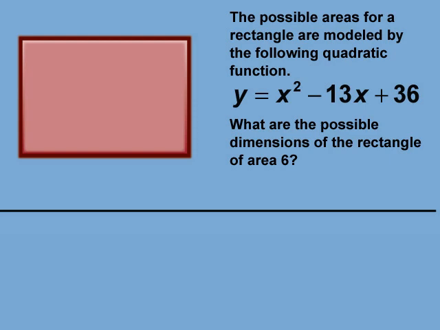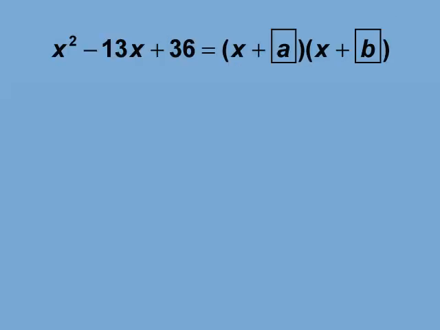We can rewrite the area equation to have a value of 6 this way, but we want the left side of the equation to look like the product of two binomials, as shown here. If we can find values for a and b, then we can find dimensions for the rectangle. Looking at the coefficient of the x term, we see that it's negative 13. And looking at the constant term, we find that it is 36.